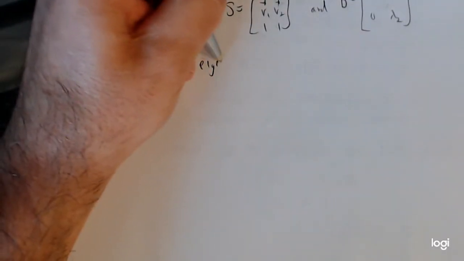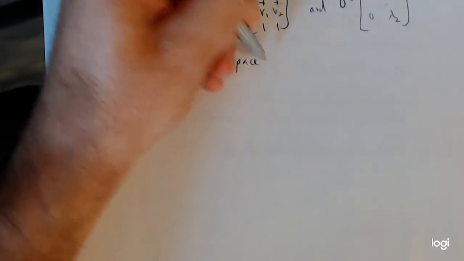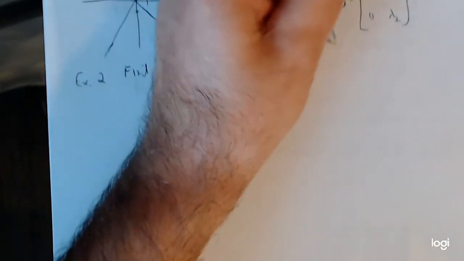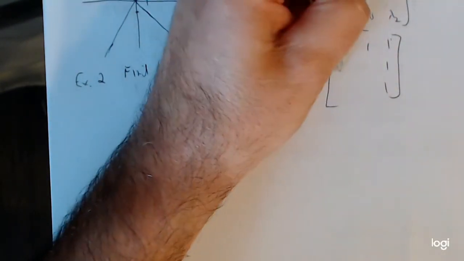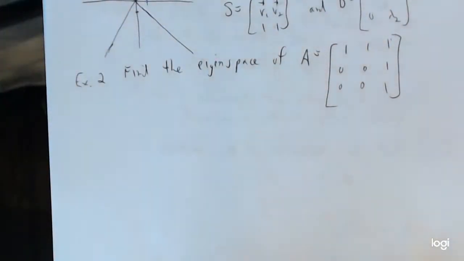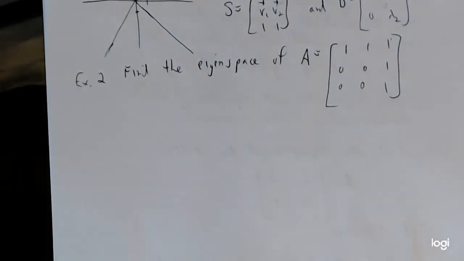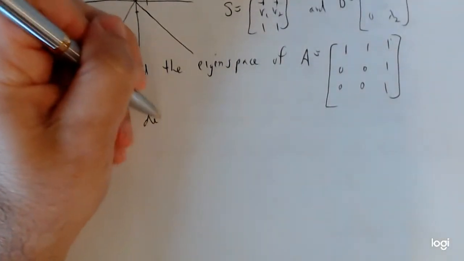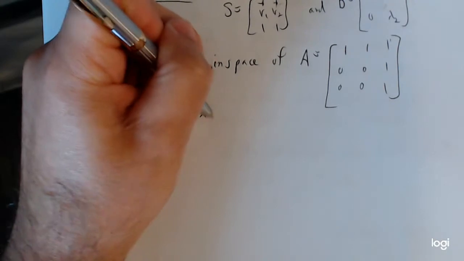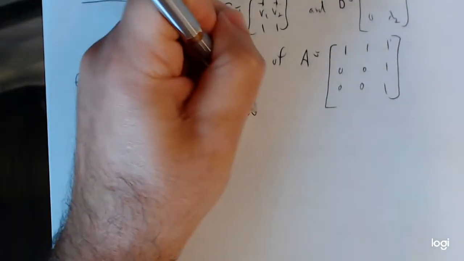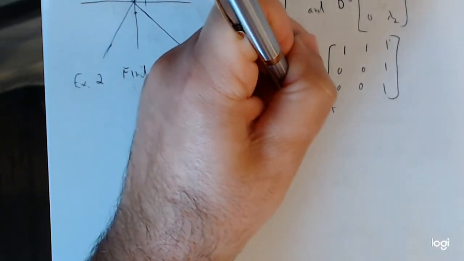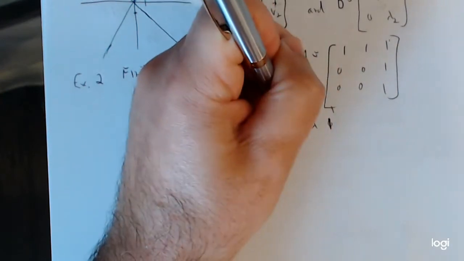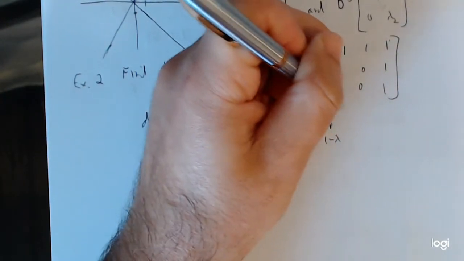Find the eigenspace of matrix A, which is filled up with 1s along the first row and 1s along the third column, and then everything else is zeroed out. So the good news is, if I want to find the determinant of A minus lambda I sub n, that should be pretty straightforward, because all it ends up being is what? 1 minus lambda, 1, 1, 0, minus lambda, 1, 0, 0, 1 minus lambda.